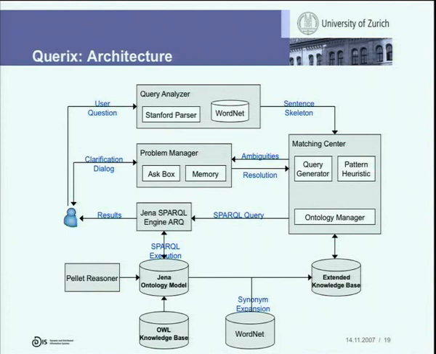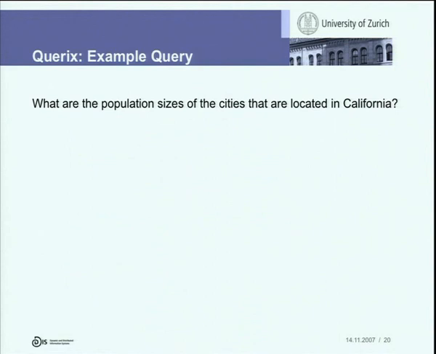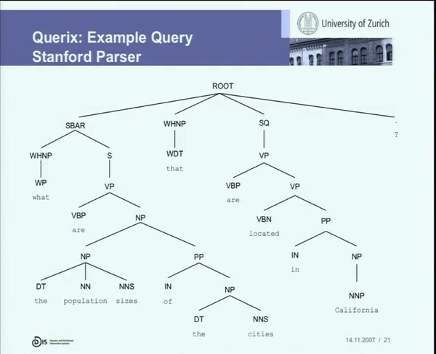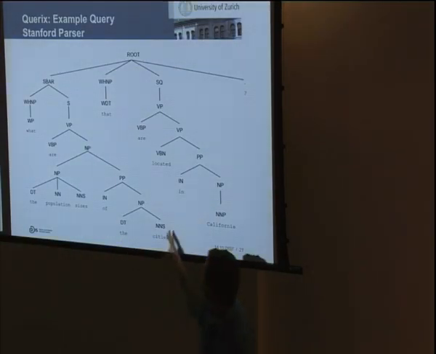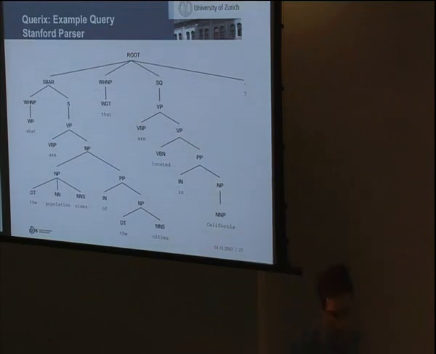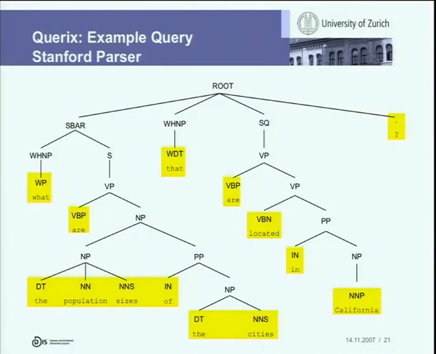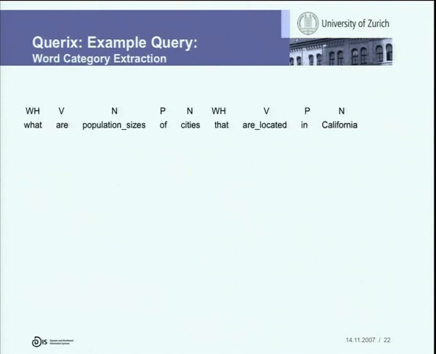Let me show you in detail what that means. So we take, again, a similar question as before. What are the population sizes of the cities that are located in California? We get a parse tree that looks something like this, right? We only take the leaves with the types, what type of word it is, and we throw away the tree structure. And we end up with this thing. What we now do is we take the different words and we expand them with their synonyms.